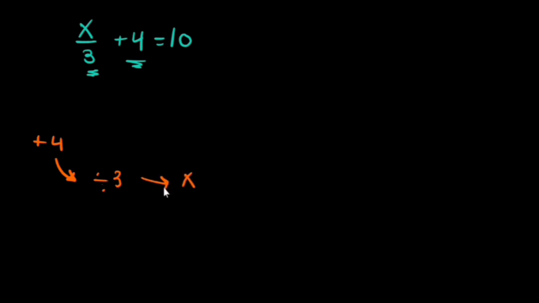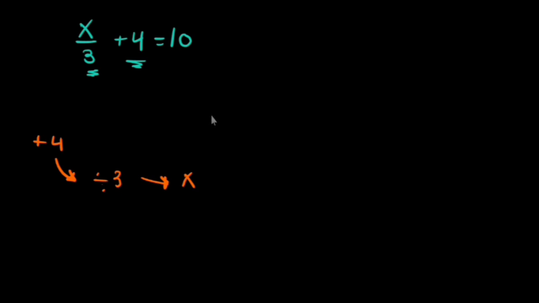If you have x divided by 3 plus 4 equals 10, I have to identify the problems first. The problems here, x is divided by 3 and added to 4. So to find the value of x, we have to get rid of the problems. So the first problem is plus 4, and then divided by 3. These are the problems to find the value of x here.